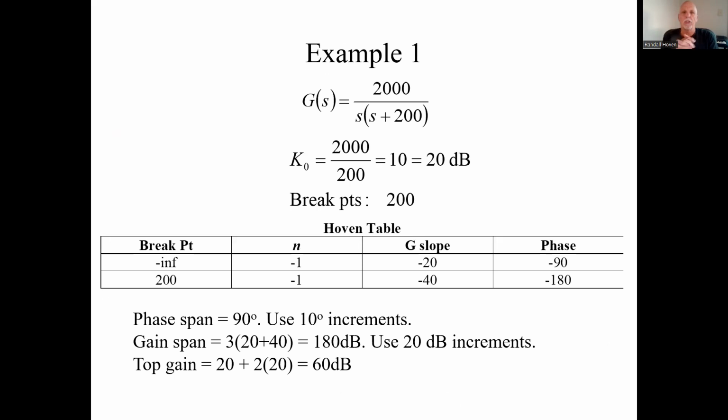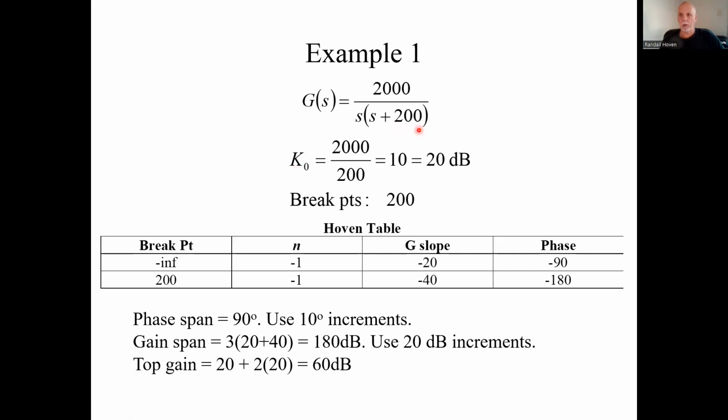Let me go through 2 more examples fairly quickly. This first one is a pretty simple example. It's got a pole at the origin and 1 other real pole. No complex poles, no zeros. What's k sub 0? That's step 1, remember? 2,000 over 200, that's 10, which is 20 dB. Log of 10 is 1, times 20 is 20 dB. So k sub 0 is 20 dB.